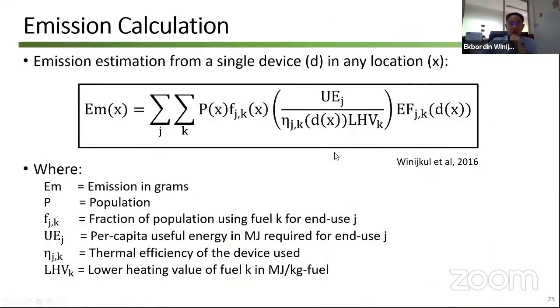Okay, this is the equation that I use to calculate emission. You can see that maybe it's complex, but if we go back to the same equation that I showed you at the beginning, it's the same. It starts with the amount of population that use different types of fuel and different types of end use, whether it's cooking, heating, or lighting. The second term is the energy consumption to cook food, to heat, and also for lighting. And the last one is the emission factor that we use with particular activities.